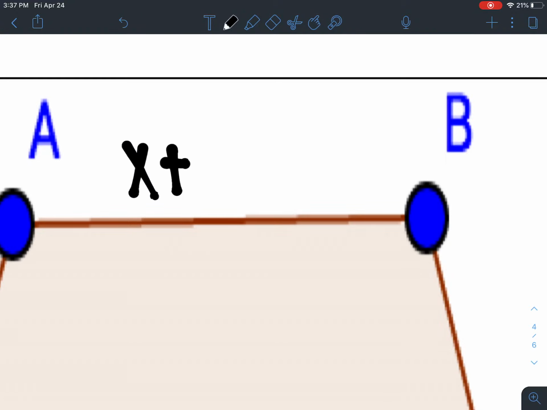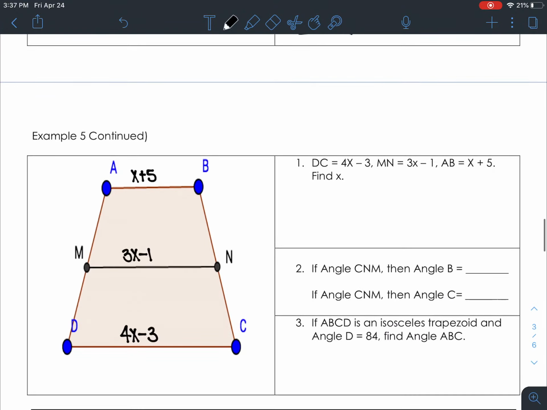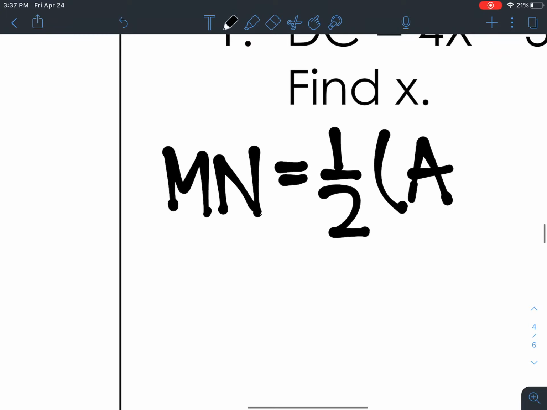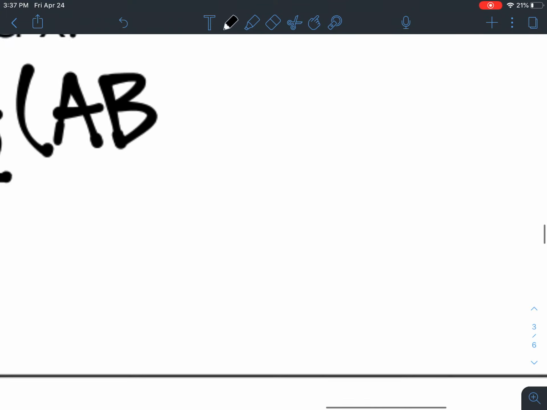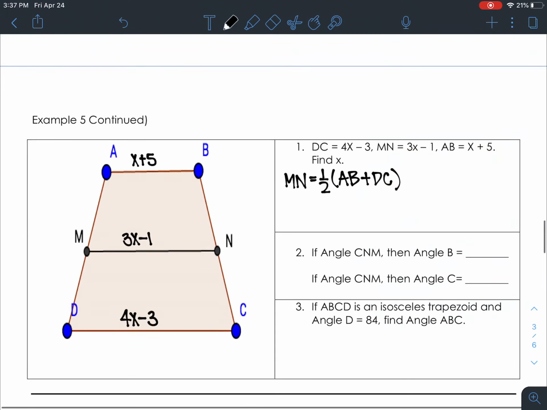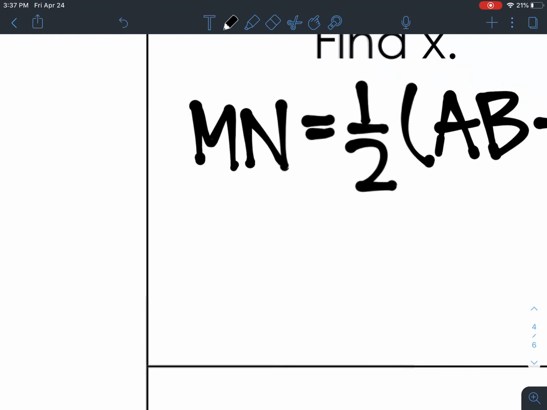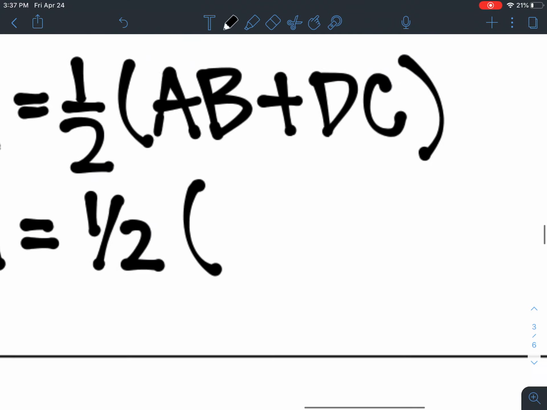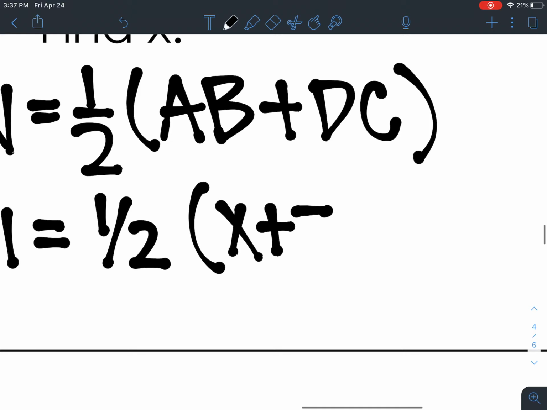So I'm going to write this out as almost like a formula. Remember, once again, the midsegment, MN, is equal to 1/2 the sum of your two bases, and in this case, it's AB plus DC. And now if you just write it out like that, it's just a simple substitution step, right? So the length of MN is 3x minus 1, is equal to 1/2. And then in parentheses, it's going to be AB, so x plus 5, plus 4x minus 3.